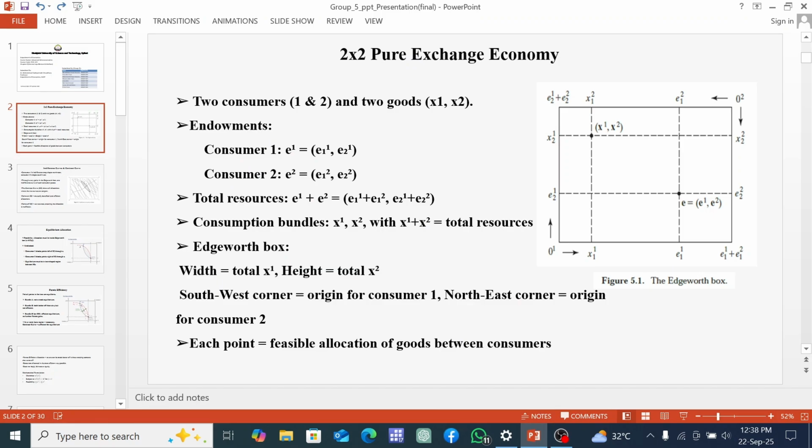In this video, I will be talking about an interesting topic of advanced microeconomics, which is called the pure exchange economy. So let's get started. To understand this topic, at first we need to understand the Edgeworth box.